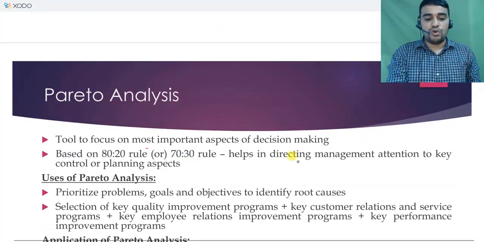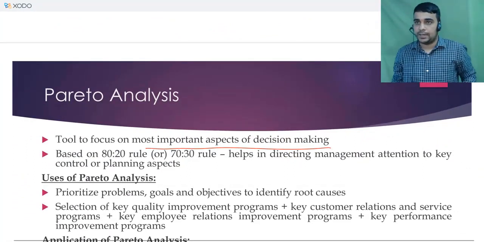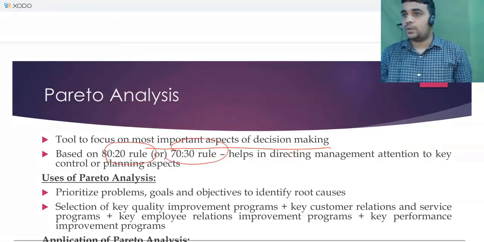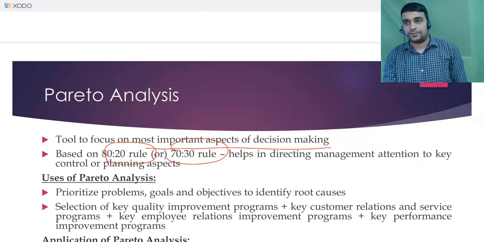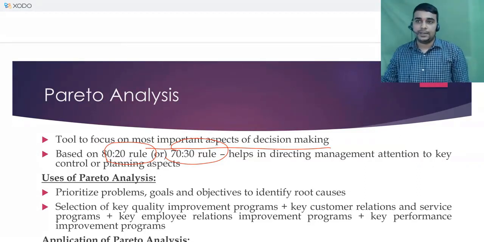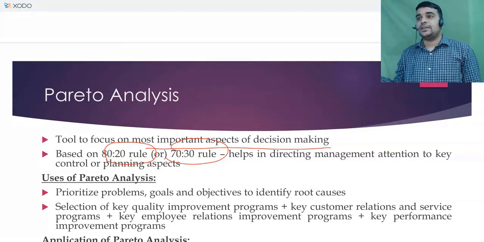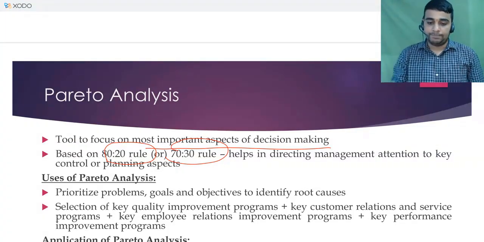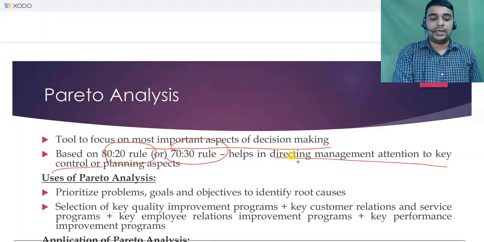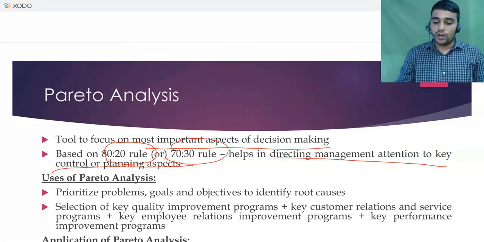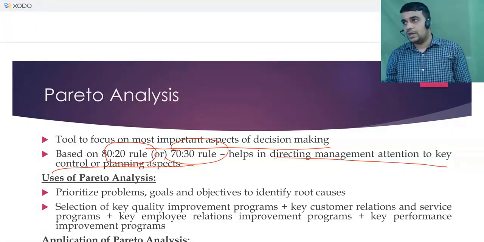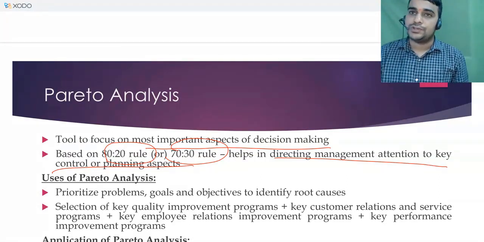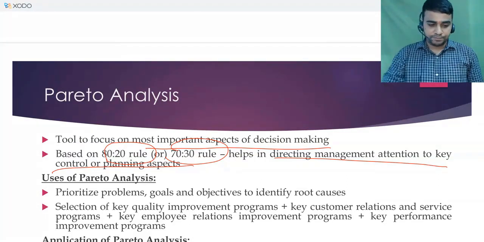It is a tool to focus on the most important aspects of decision making. It is based on the 80-20 rule or 70-30 rule. Mostly 80-20 is what we say. 70-30 is basically 70% of the defects caused by 30% of the problems, or 70% of the profits by 30% of the customers. So instead of 80-20, I will say 70 and 30. It helps in directing management attention to key control or planning aspects. I want to focus only on the most important issues. Don't tell me to focus on everything, because I cannot focus on all the issues. If I end up focusing on all the issues, I will not get any results.